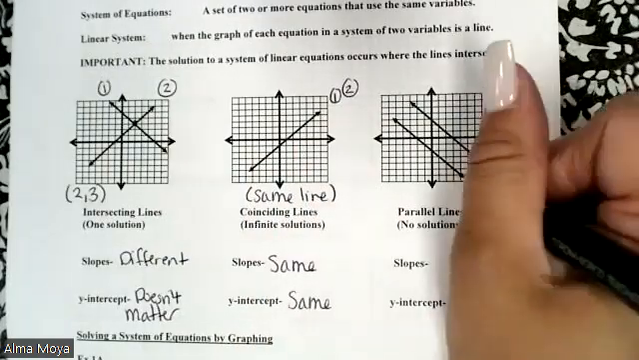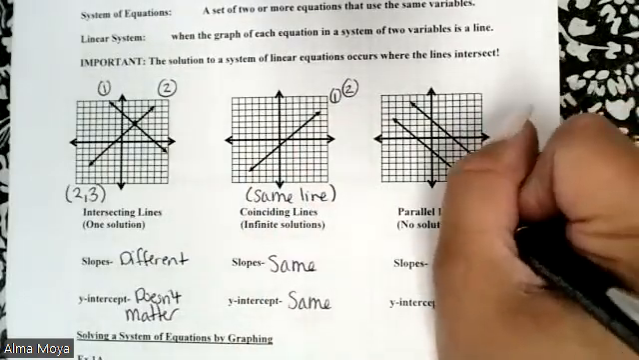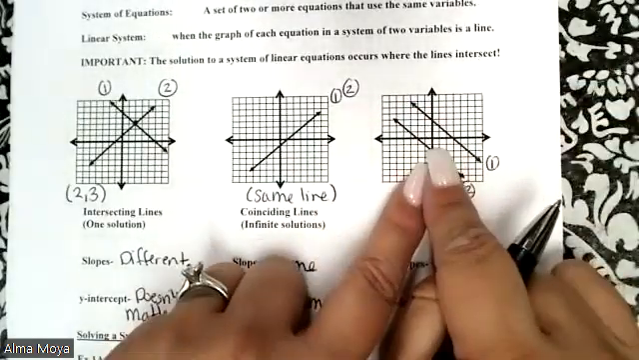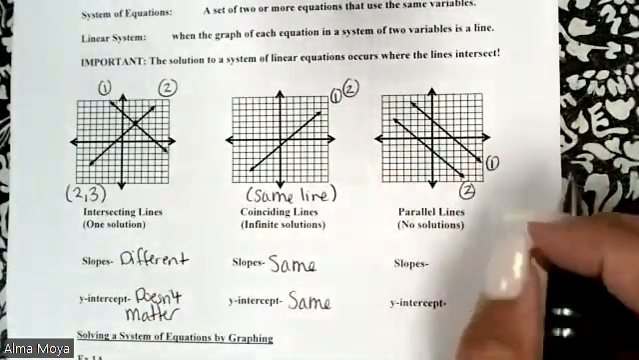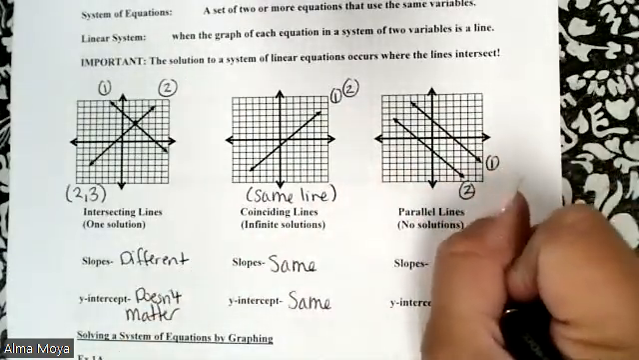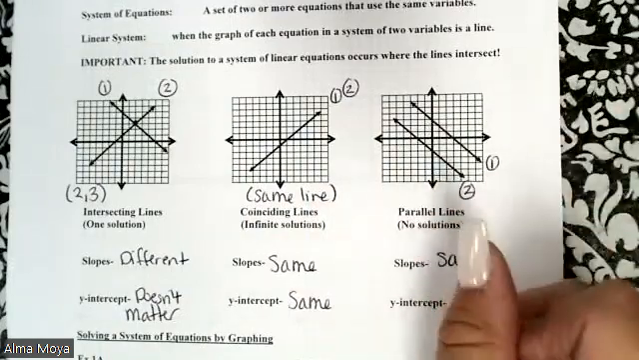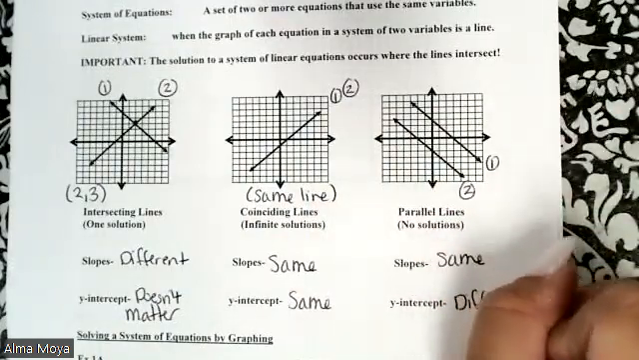And on this last graph, here's equation 1, here's equation 2. I notice that they're parallel lines, so they are rising at the same rate and running at the same rate. So right here, your slopes have to be the same, but the y-intercepts must be different.